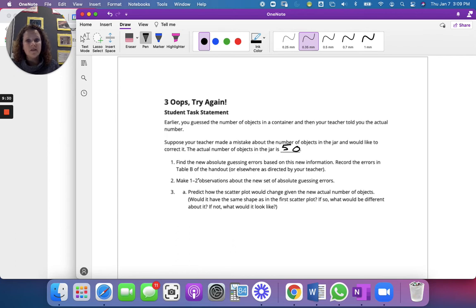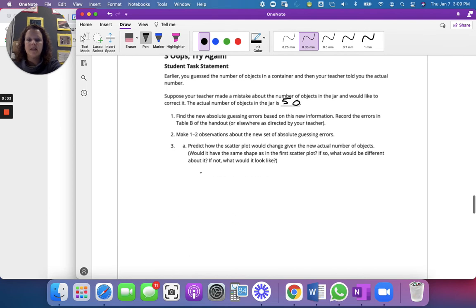Record the errors in Table B of the handout, which we're not doing Table B. So our original actual is 47, and the new one is 50. So what's going to happen to our graph? All right, let's see if I can just show you without cutting and pasting it.